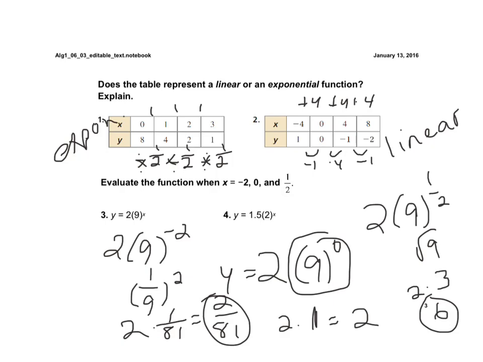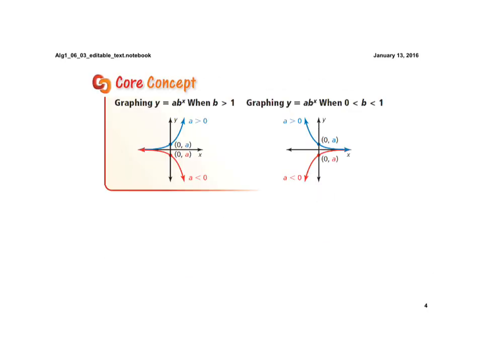We'd substitute in a negative 2 for x, then we'd substitute in 0 for x, and we'd substitute in 1/2 for x, and evaluate those and get some values. All right, graphs of these.